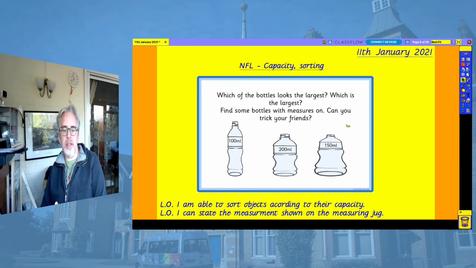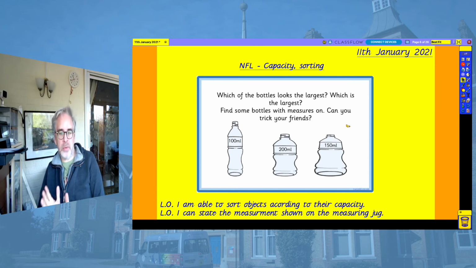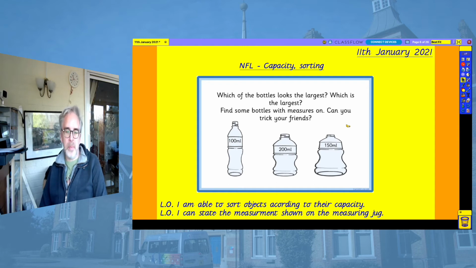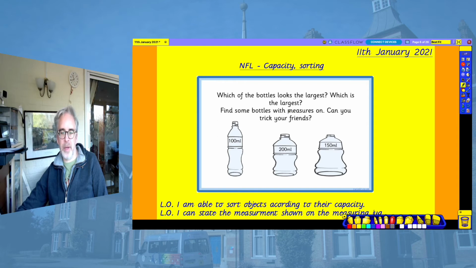What is it that you could look at on these bottles to actually be able to tell which one has the largest capacity, which one can hold the most amount, in this case, of a liquid? And then there's an extra little challenge for you to find some bottles with measures on, and can you trick your friends? So there's a little hint there with measures on. What I will do is I'll just underline that for you.